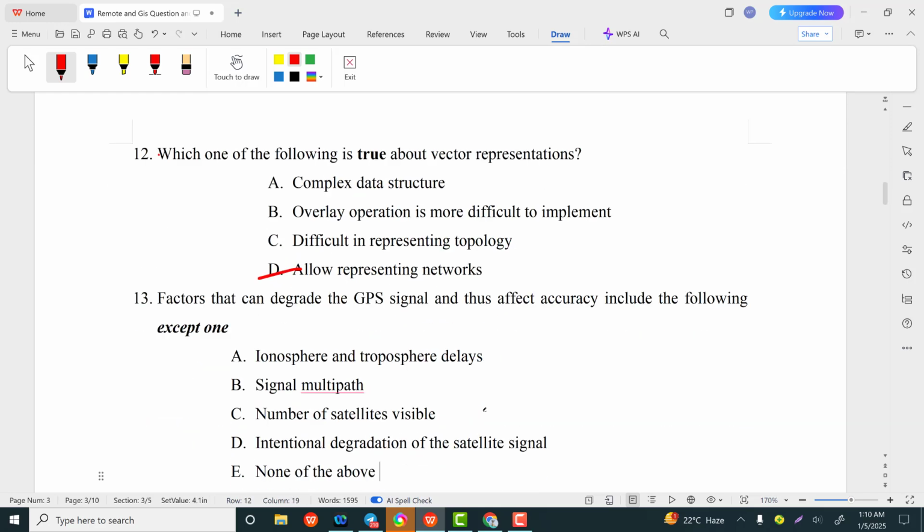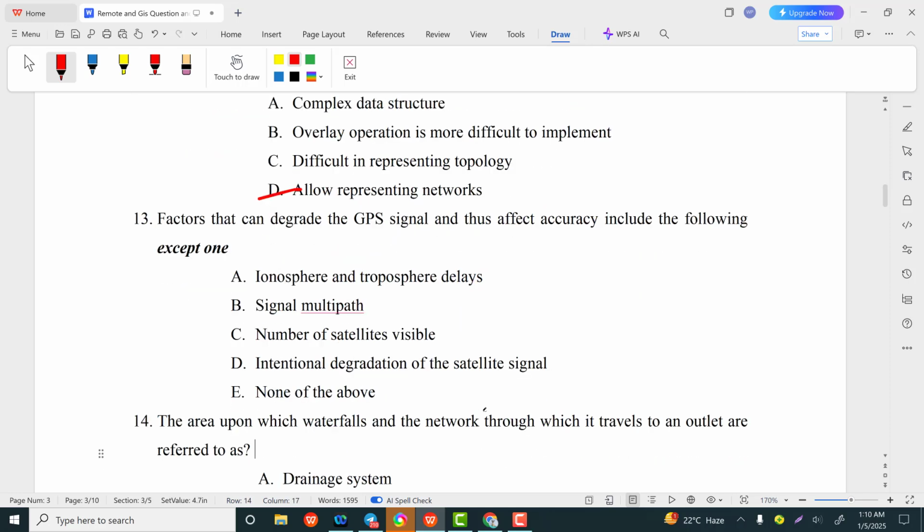Question number 30. Factors that can degrade GPS signal and thus affect accuracy include the following except one. A, ionosphere and troposphere delay. The GPS signal can be affected by the atmospheric structure of the area. Ionosphere is found in the upper top part of the atmosphere.